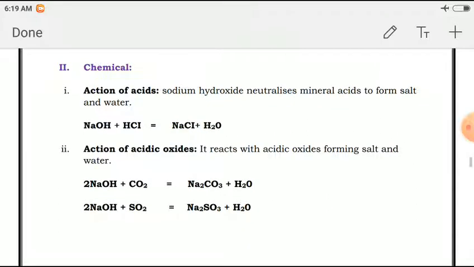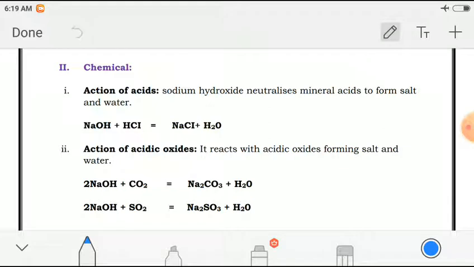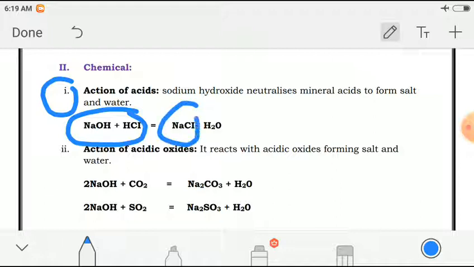In this chemical property, first we will see action of acid. That means sodium hydroxide neutralizes mineral acids to form salt and water. This is the very basic reaction. That means sodium hydroxide reacts with the acid, that is HCl. It will form NaCl as a salt and water. See this reaction, all of you know, you have already seen this reaction.